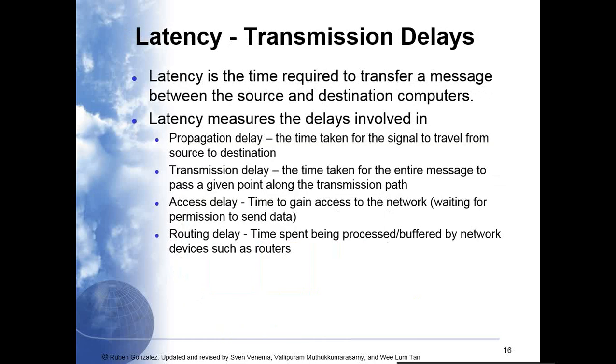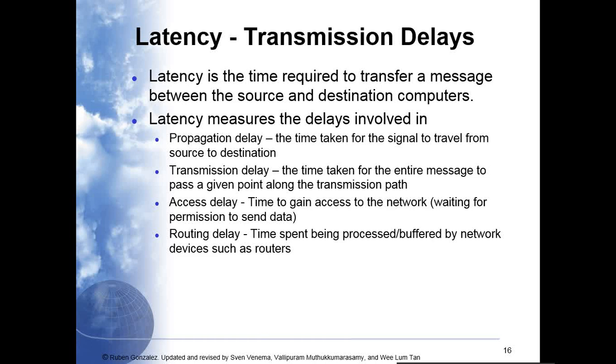Okay. Latency, the transmission delays. Latency is the time required to transfer a message between the source and destination computers. It measures a bunch of different delays. Propagation delay, which is the time taken for the signal to travel from the source to the destination. Transmission delay, the time taken for the whole message to pass some point along the transmission path. Access delay: if you're using a network, you might have to wait for some resources to become available. So you have to wait for them to be accessible. So there's an access delay.